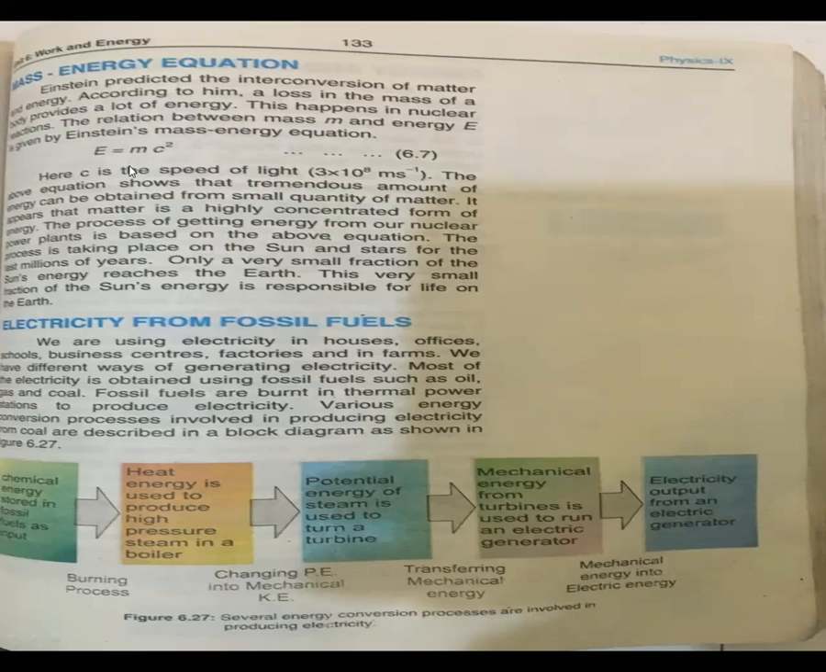In E is equal to mc square, m is a small amount of matter, and c is the speed of light, which is 3 into 10 to the power 8 meter per second. So matter can be changed into energy. Whenever things are burned, mass is lost, and it is converted into a tremendous amount of energy. So E is equal to mc square is the main equation.